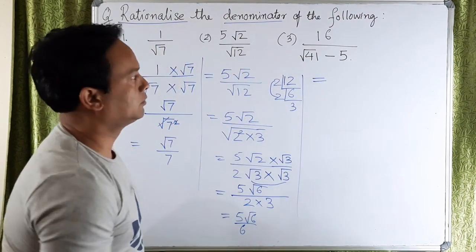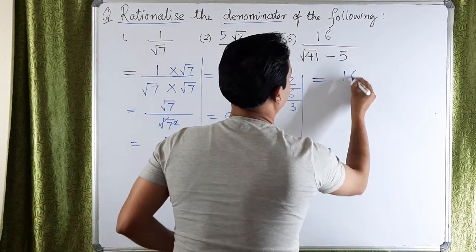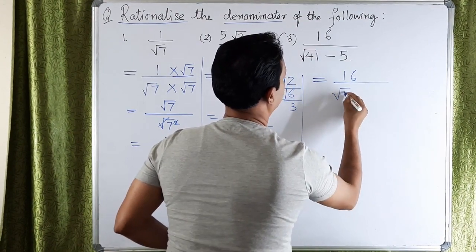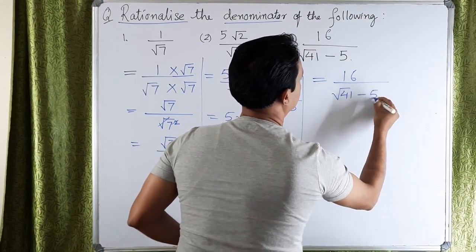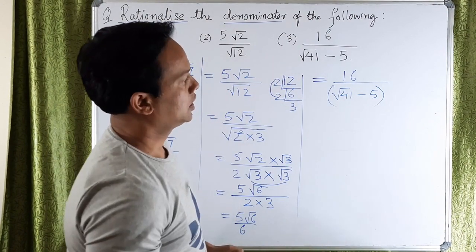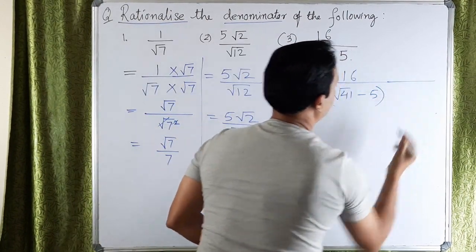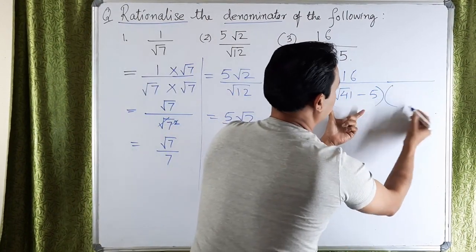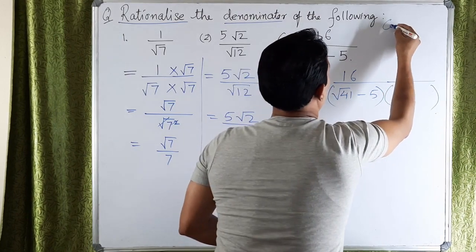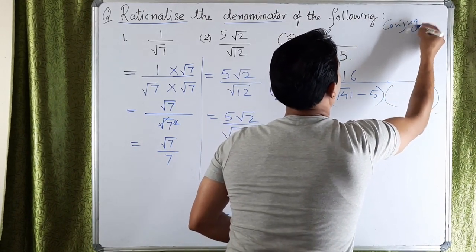Now when you have two terms in the denominator, we have to do it like this. First of all, we'll copy the question as it is. So this is as it is. Now, we will multiply with its conjugate. Right, conjugate. And I'll explain what is the meaning of conjugate.